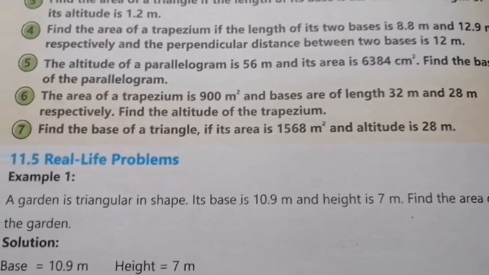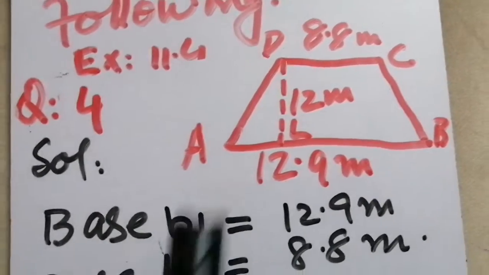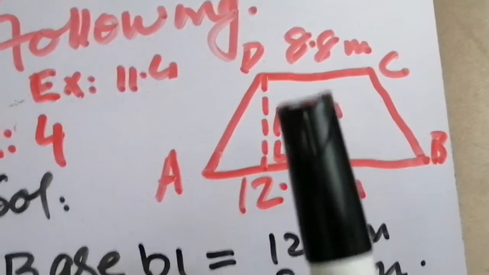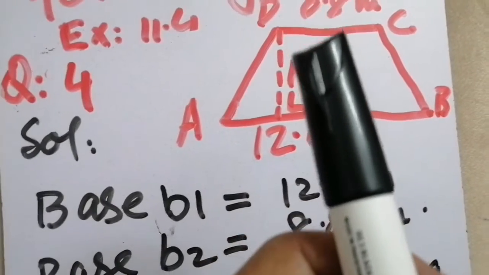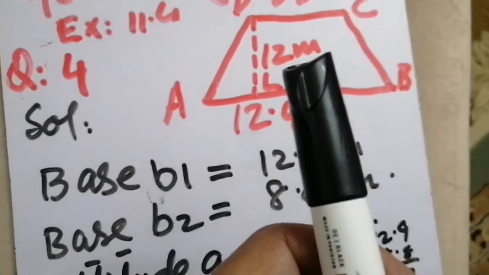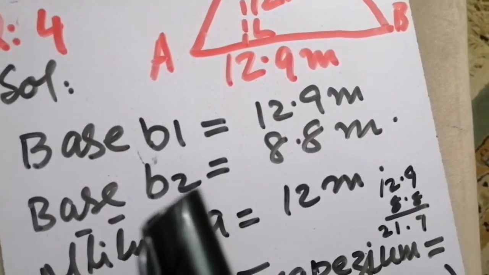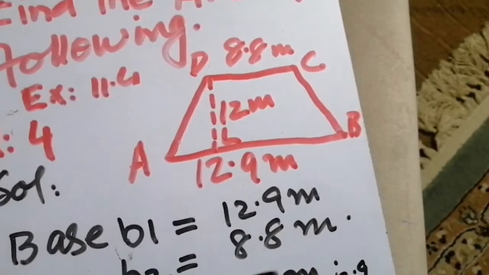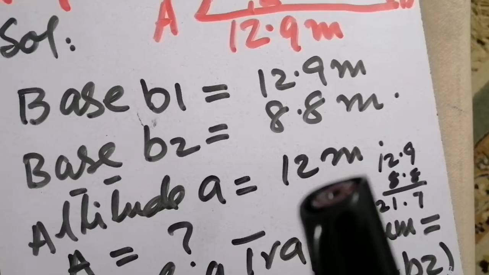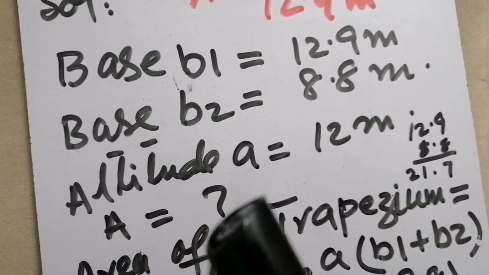So let's see how. Here is the trapezium, and in this trapezium base 1 is 12.9 meters, this is base 2, 8.8 meters, the upper side, and this is the perpendicular or the altitude, which is given as 12 meters. So base B1 is 12.9 meters, base B2 is 8.8 meters, and the altitude or perpendicular A is equal to 12 meters. We have to find the area of the trapezium.